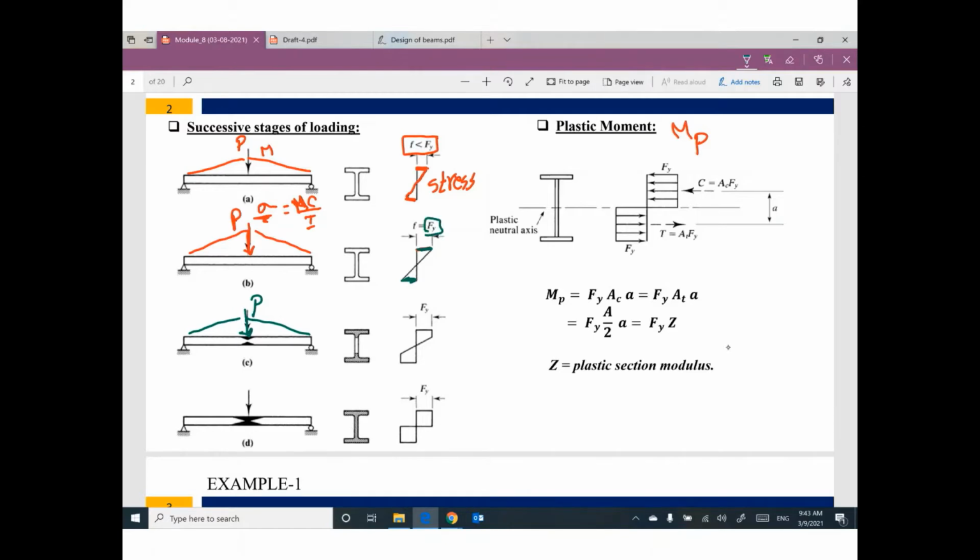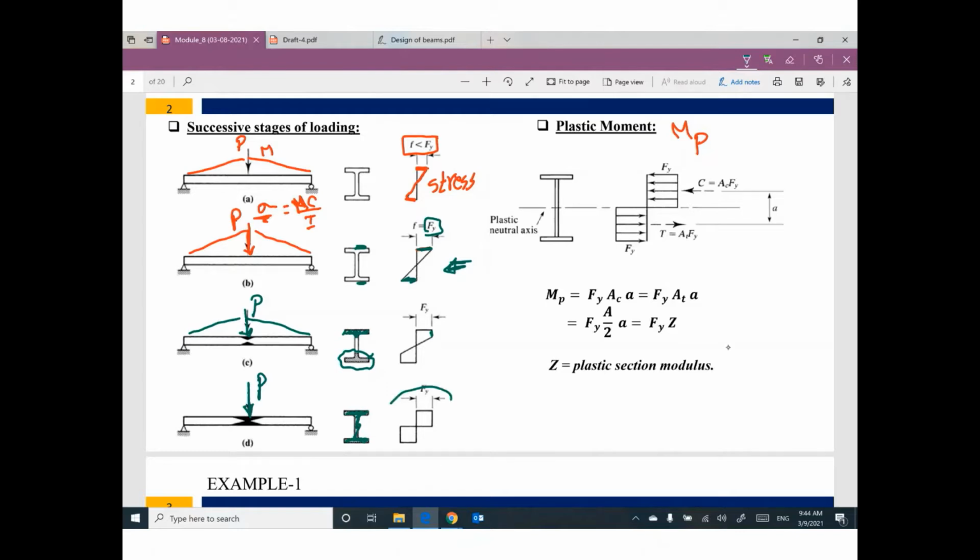But part of the cross section will be yielded. Remember the previous situation? Only the extreme fibers yielded. If the load is increased, we have more yielded part of the cross section. Okay, can you imagine if we increase this load more and more and more until the whole cross section is yielded?